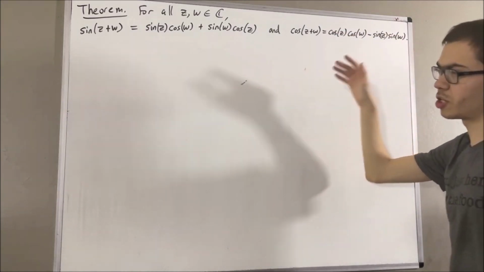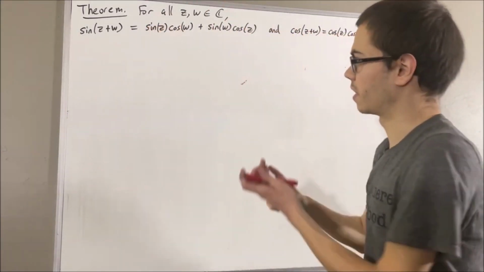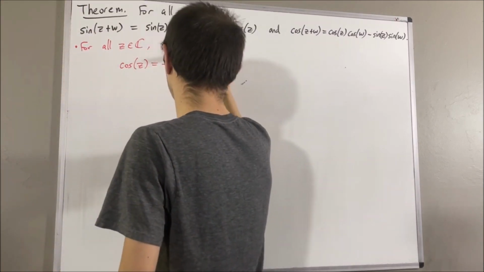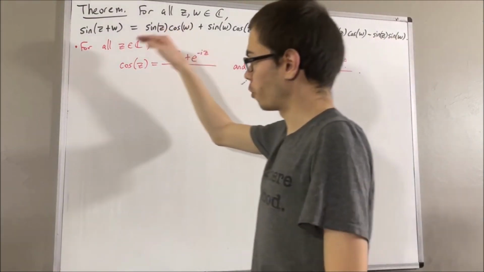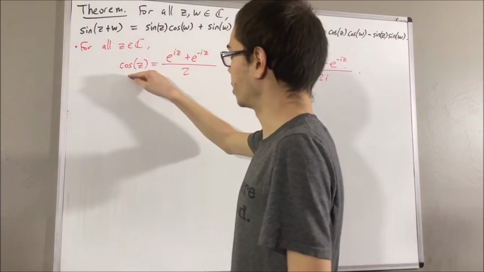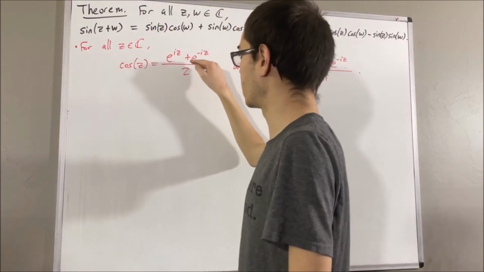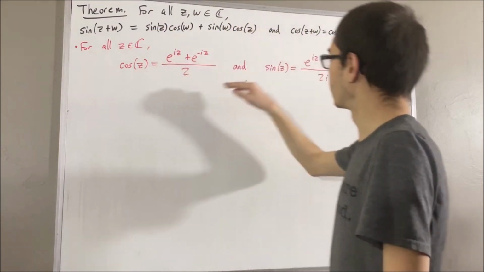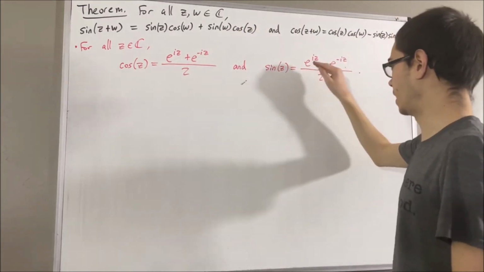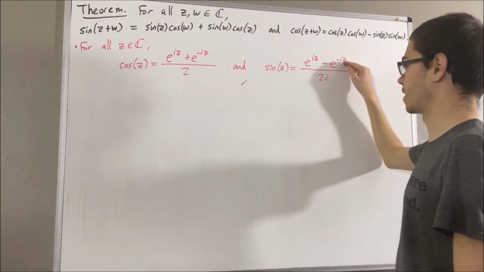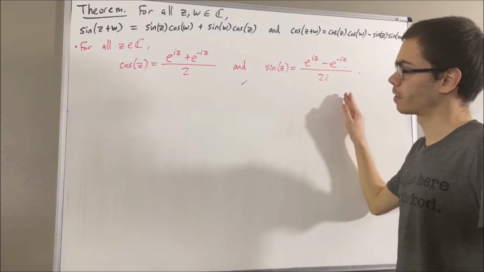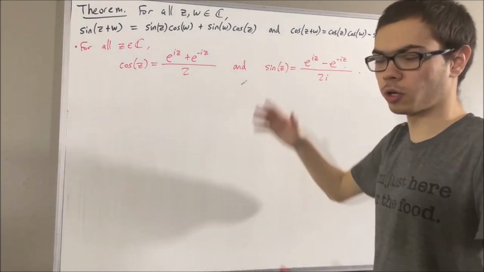So, let's first remind ourselves of our definition of sine and cosine. For each complex number z, we define the cosine of z to be e to the iz plus e to the negative iz over 2, and we define sine z to be e to the iz minus e to the negative iz over 2i.